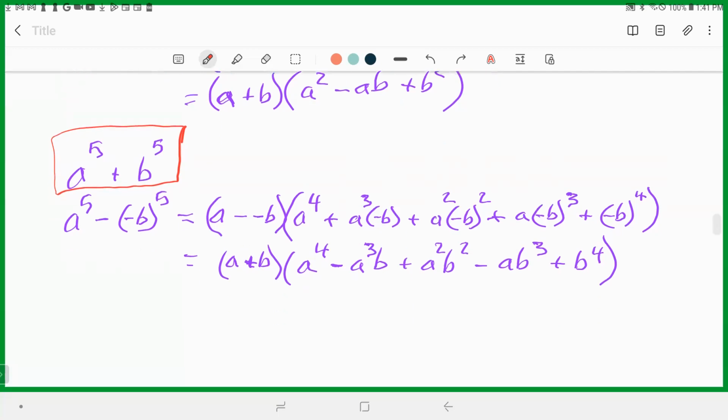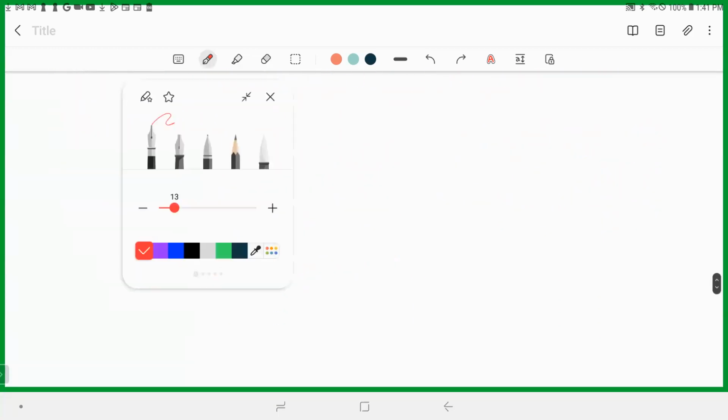So the first one she sent me was this: 16 minus x to the fourth power. Must factorize that. Write this as 2 minus x times g of x. I must find the g of x. This can be expressed as the difference of two powers. What is the g of x?